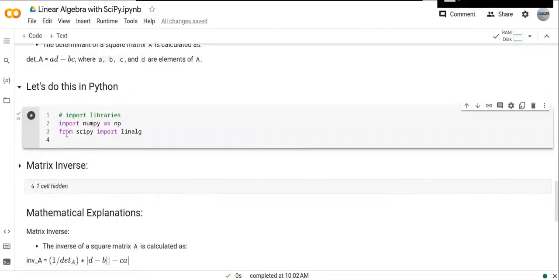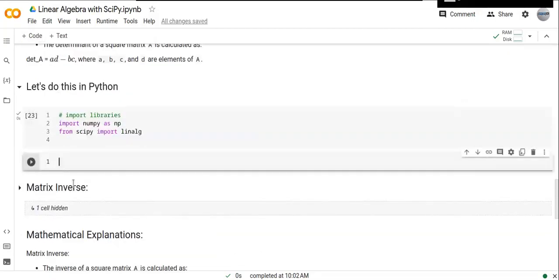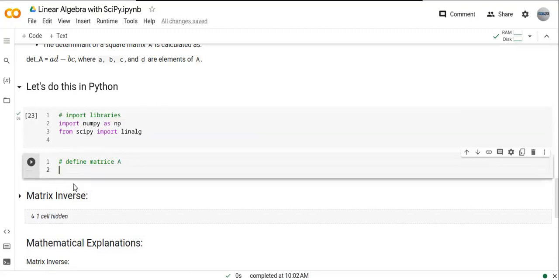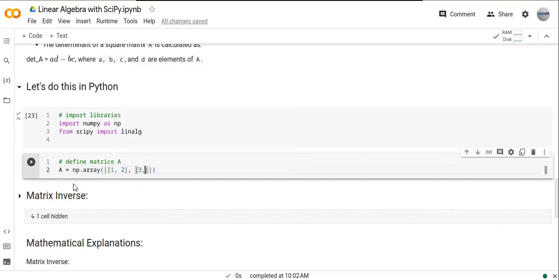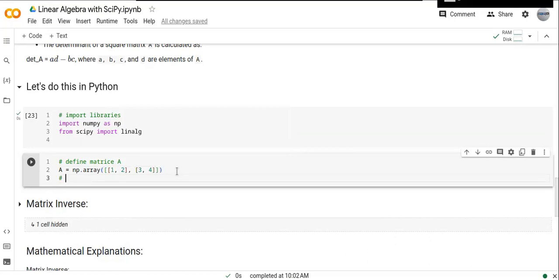Once we import our module, let's define matrix A. The matrix A, let's say, is np.array 1, 2 and 3, 4. Now let's find the determinant of matrix A.